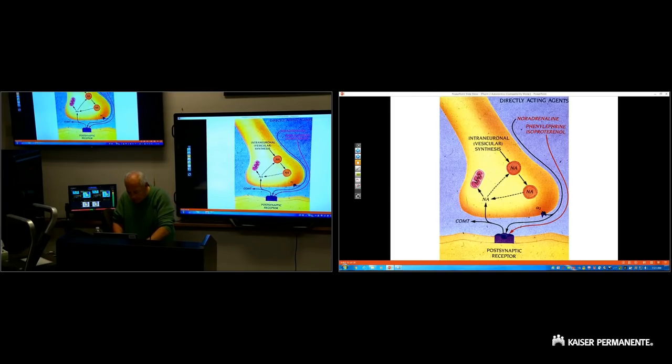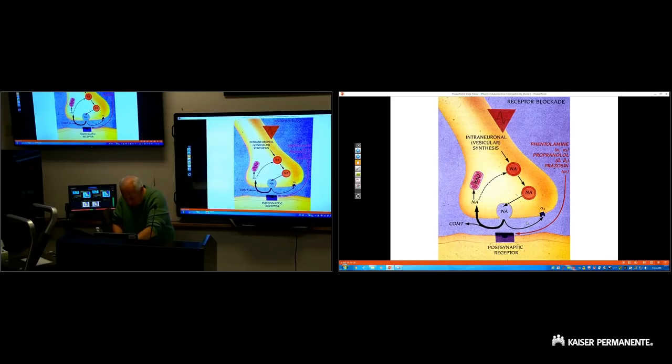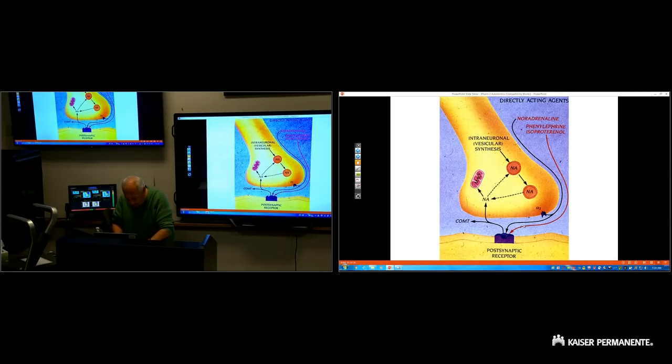All these drugs, you see the little arrows, where do they go? The arrows go right to the receptors and stimulate it. You don't even need the neuron there. So they're direct alpha, or direct beta, or direct both, or whatever. So that's easy. Just an agonist at the receptor.